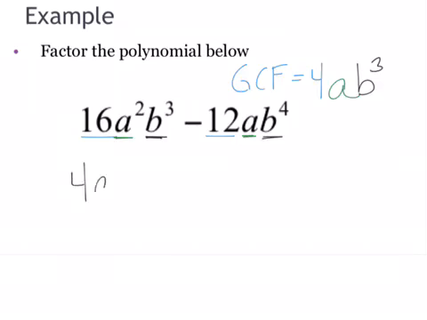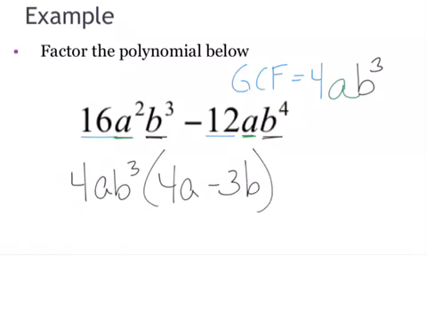So we're going to pull that outside using parentheses, and then we're going to divide that out of each term. 16 divided by 4 is 4. A squared divided by a is a. And b cubed divided by b cubed is 1. Then we have negative 12 divided by 4. Well, negative 12 divided by 4 is negative 3. A divided by a, well, that's 1. B to the 4th divided by b cubed is b. So we've just factored this polynomial by removing the greatest common factor.